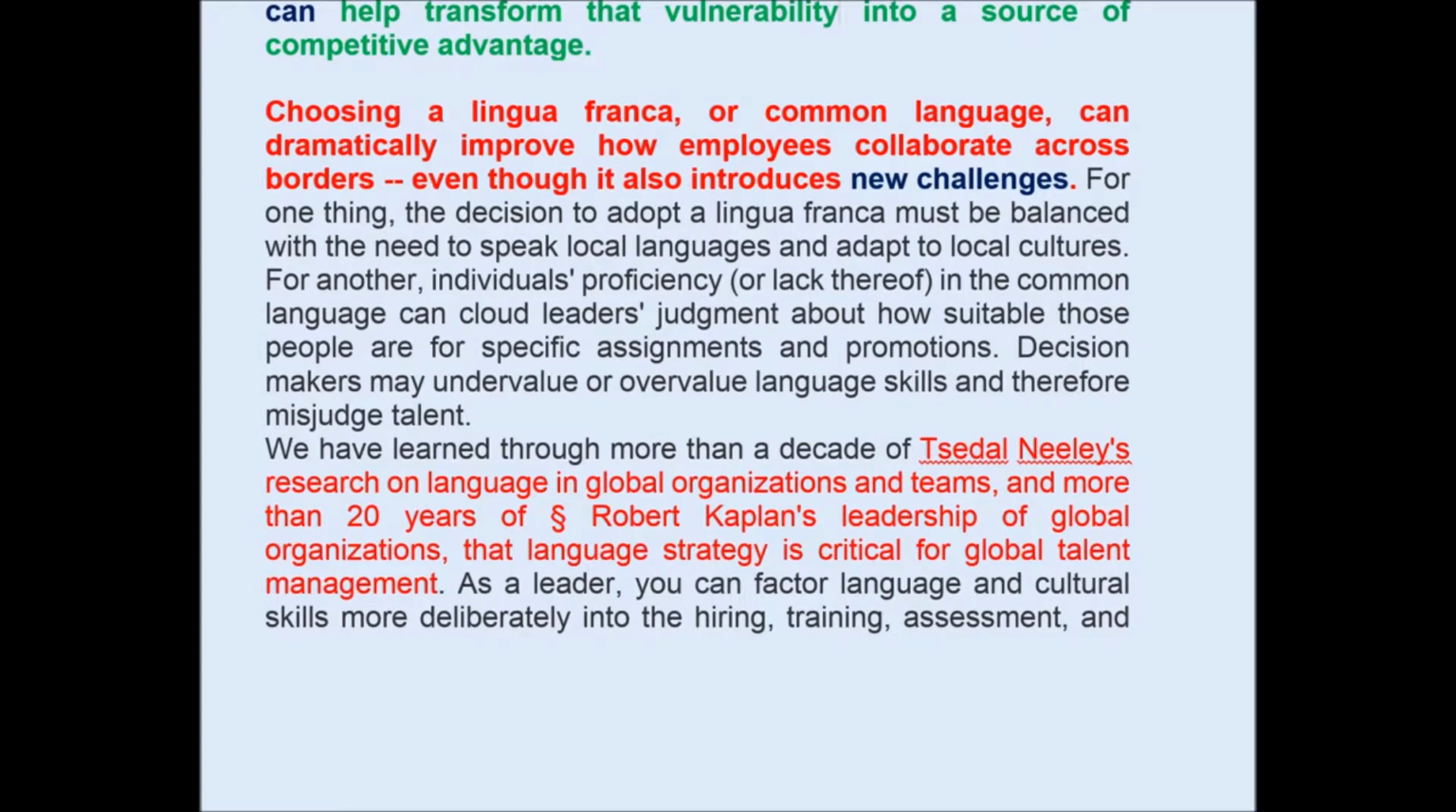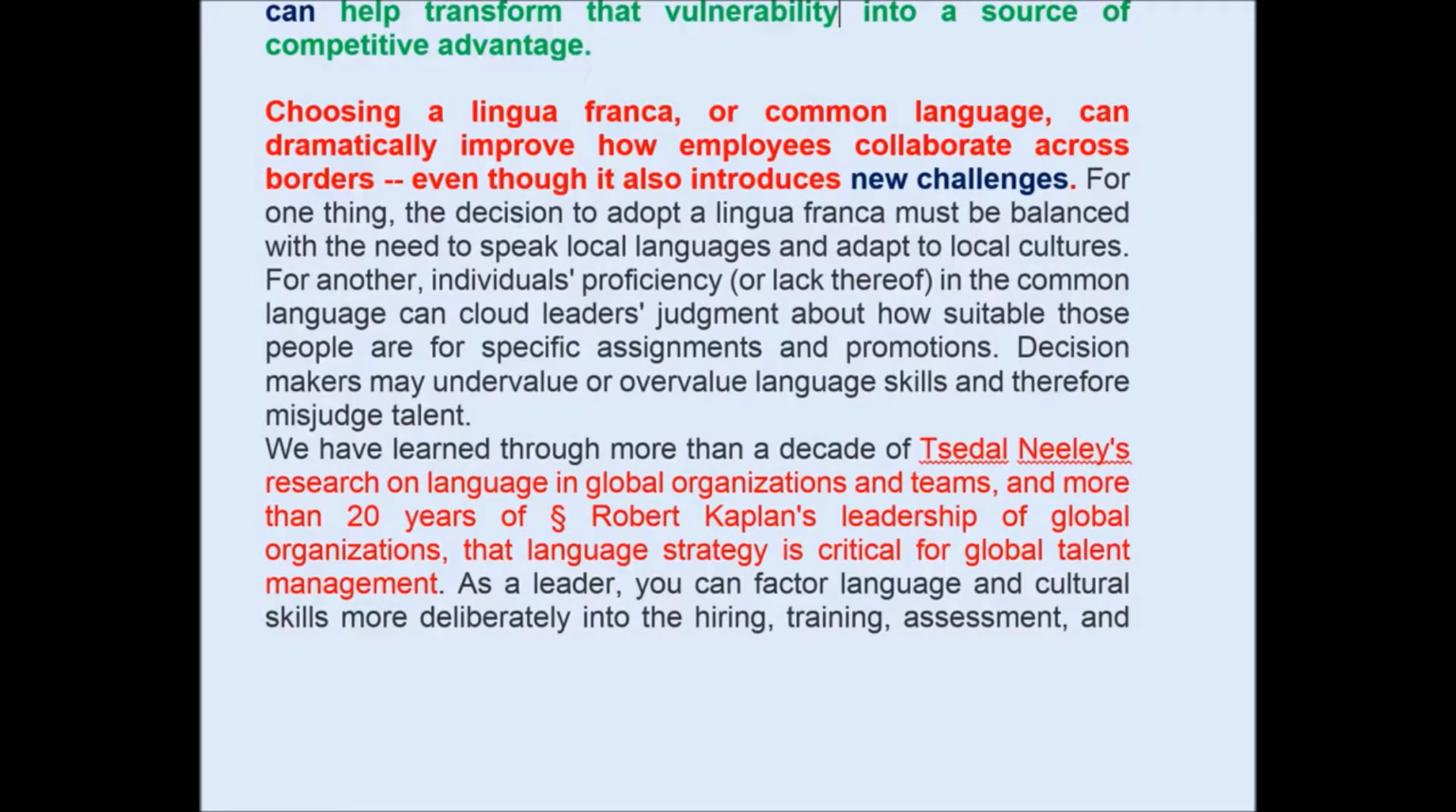However, and again, it also introduces new challenges. So the important thing, notice the grammar, the use of the words like even though, it's still more important to choose a common lingua franca, but at the same time, managers have to be aware of the challenges. So then the remainder of that second paragraph goes on to talk about some of the challenges that will be addressed. It must be balanced with the need to speak local languages, adapt to local cultures, individuals' proficiency or lack of, cloud judgments about how suitable those people are for assignments. It may undervalue or overvalue language skills. So those are a number of issues it introduces that the paper may deal with.